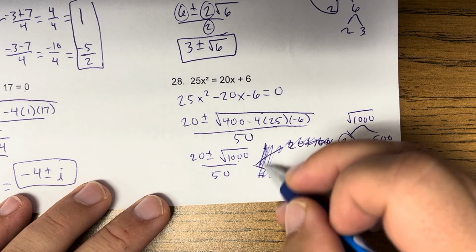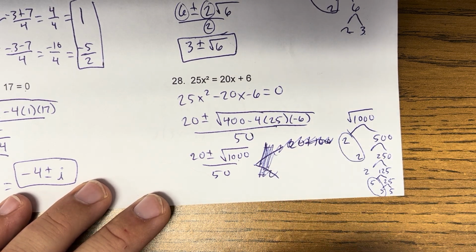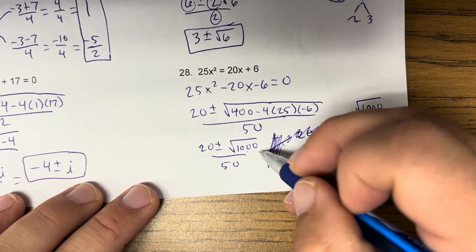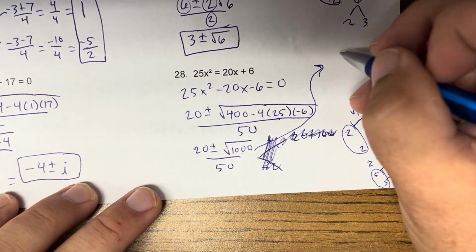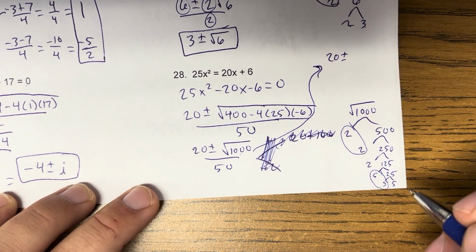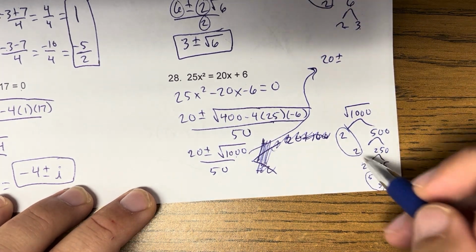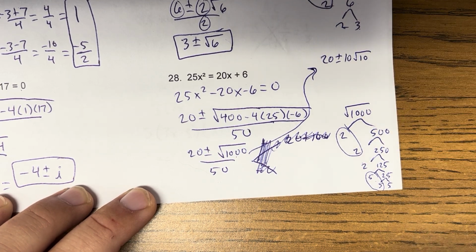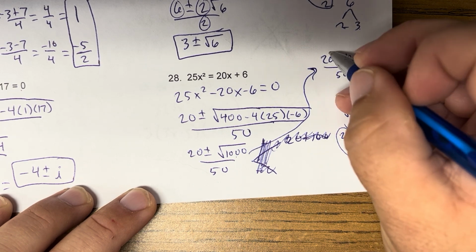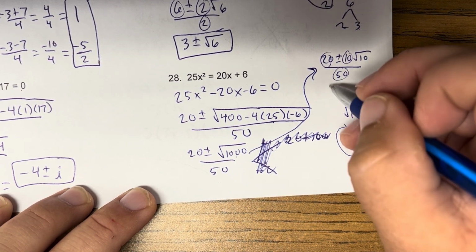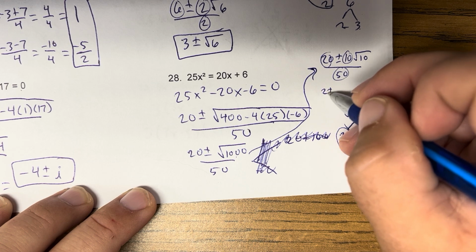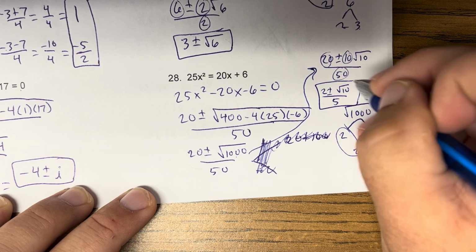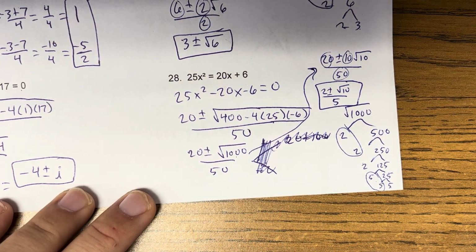Kind of running out of room with this scratch out, but I'll come right here. Okay, so we've got 20 plus or minus. And then I've got a pair of 2s and a pair of 5s, so that's gonna be 10. Square root of 2 times 5 is 10 on the inside as well, all divided by 50. And so we can divide all of these by 10. So that becomes 2 plus or minus square root of 10 over 5. And that's my final answer.